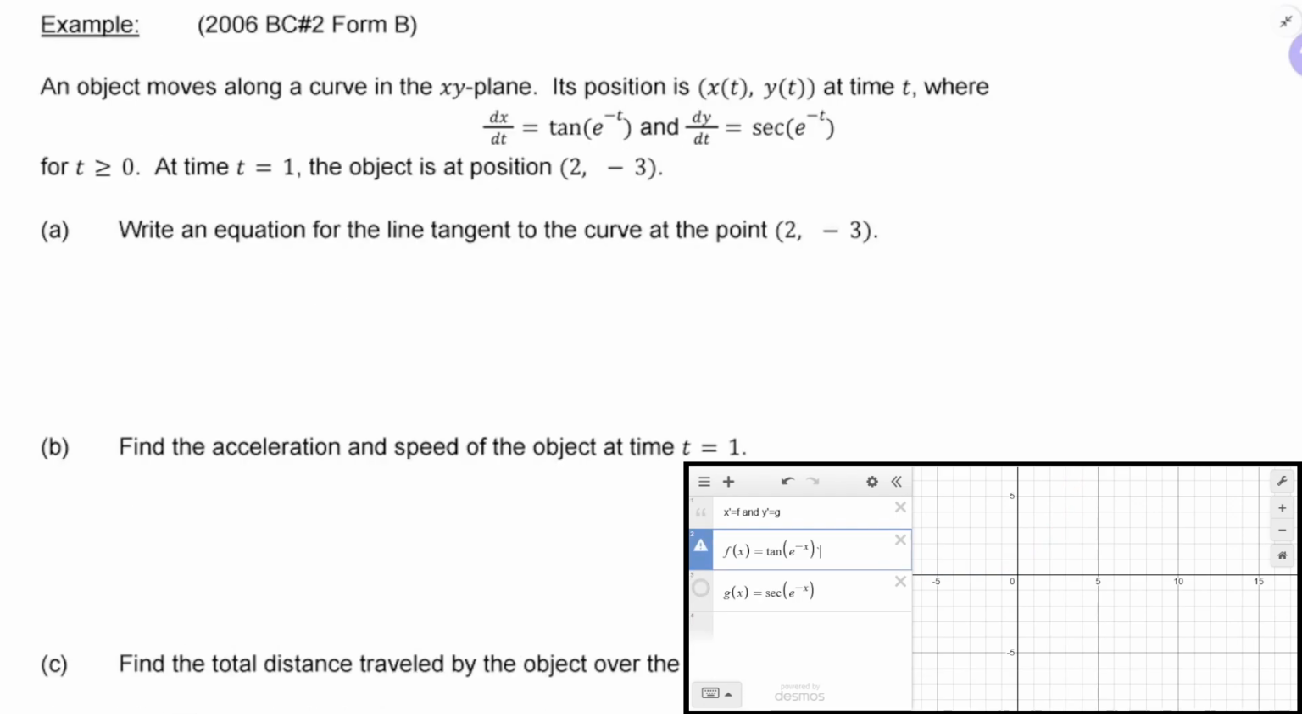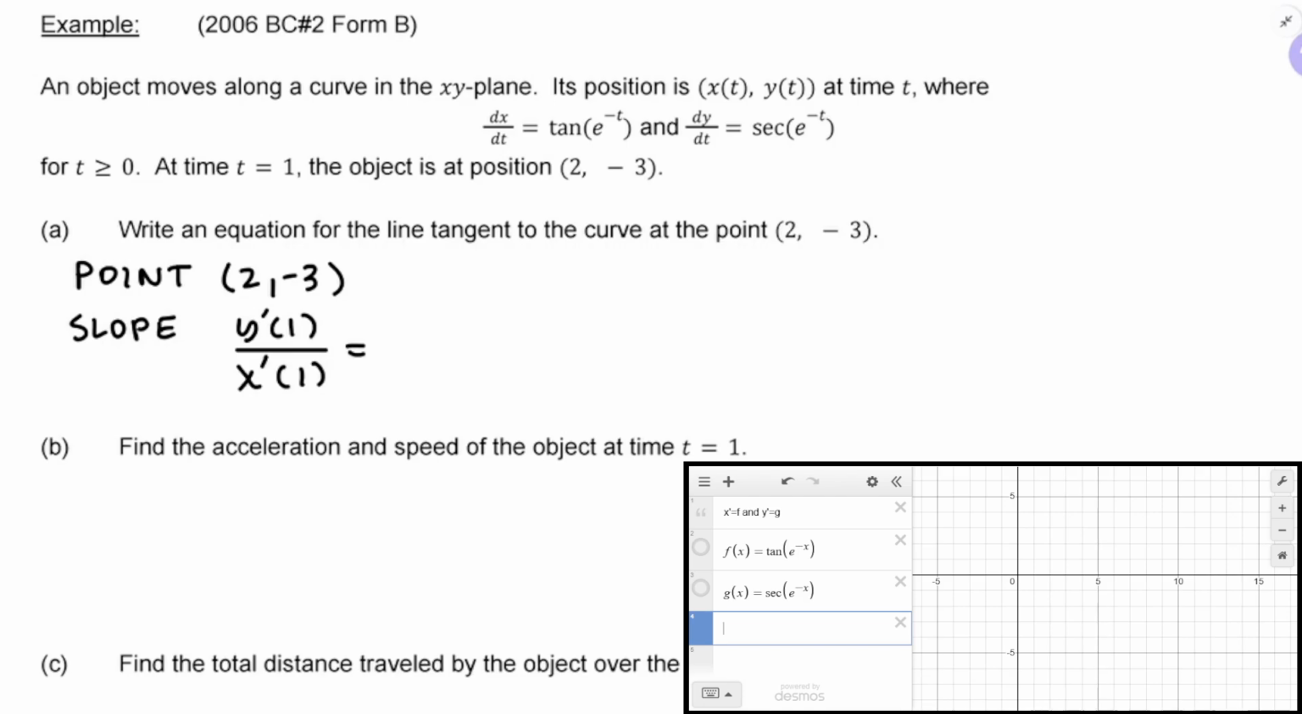Now, the next one I've got is a pretty typical, pretty standard one. But I did add a little bit of intrigue at the end. This one's from 2006 Form B. We're going to start by writing an equation for the line tangent to the curve at the point 2, -3. So we've got our point already. They just told it to us. That's at t equals 1. For the slope, I'm going to need y prime of 1 divided by x prime of 1, because that's the time when that's happening. Definitely going to use the calculator for that.